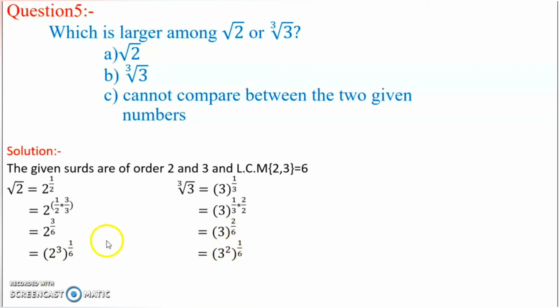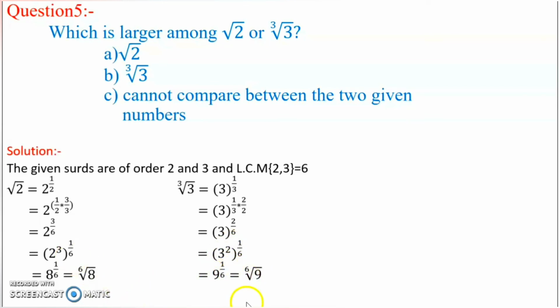Now you can compare, because this will be simplified. What is 2 raised to 3? 8. So this will be 8 raised to 1 by 6. This can be written as the 6th root of 8. And here this will be 3 square, which is 9. So 9 raised to 1 by 6 can be written like this.